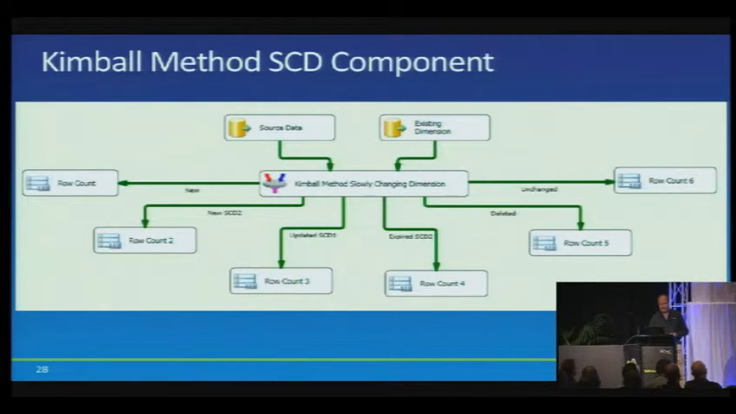So the slow changing dimension using Kimball, again at the end, produces a package after you go through the wizard, where it takes the source data and the existing data, and then produces different actions for the slow changing dimension.